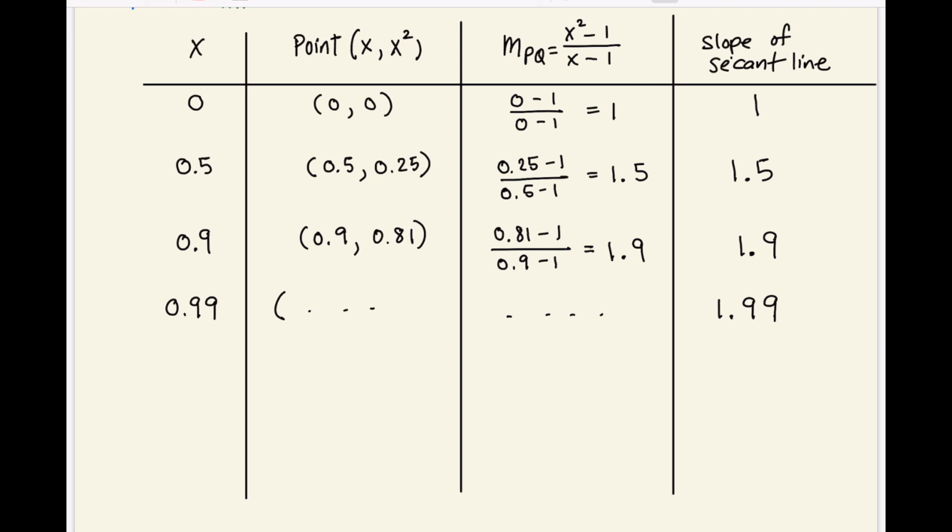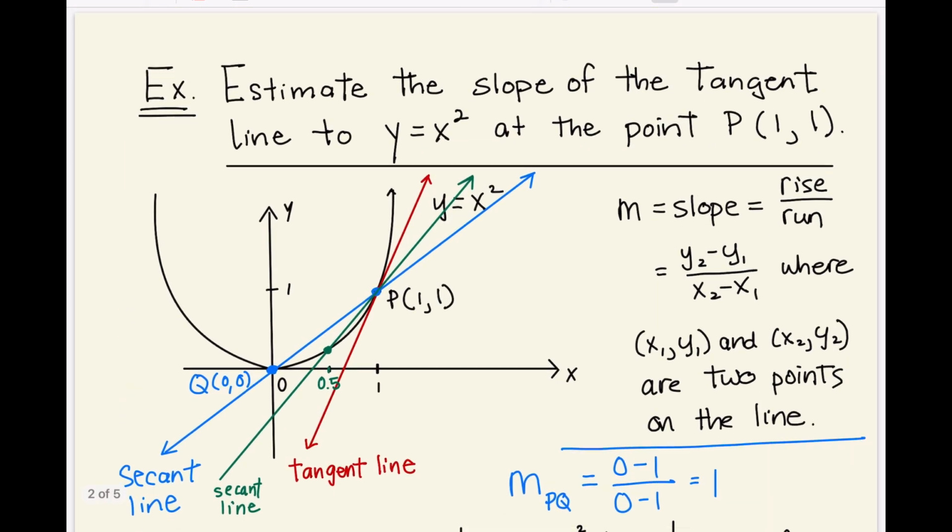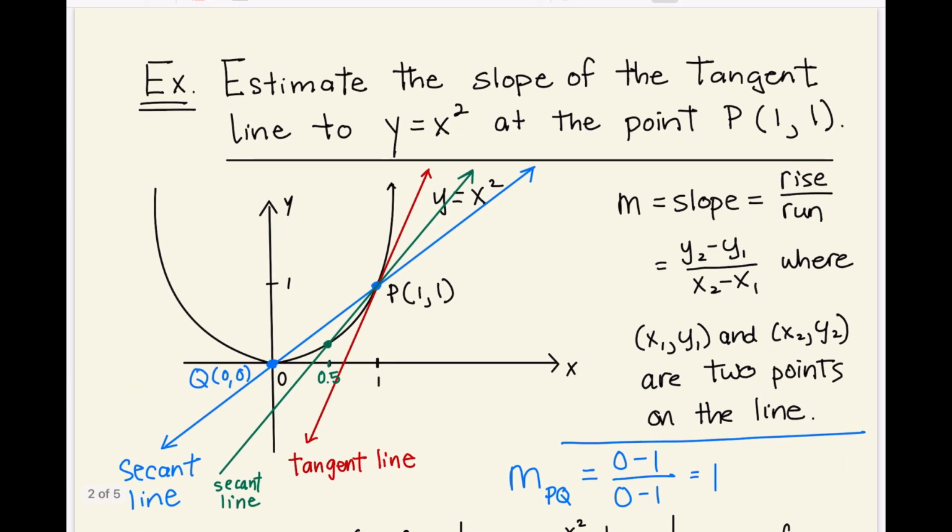So if you look at these values, you can see that as my x values get closer and closer to 1, the slopes, MPQ, are getting closer and closer, so they're approaching 2. Okay, so if I go back to the original picture, it appears that the slope of my tangent line appears to be about 2.